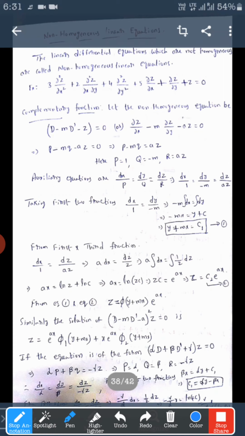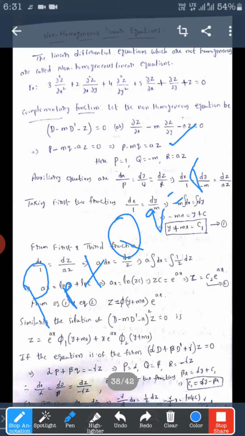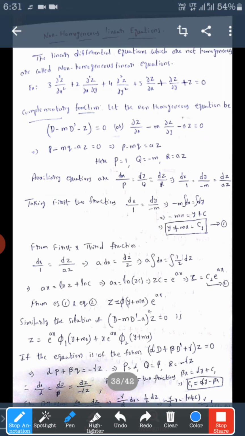So, if you compare this equation with capital P into small p plus capital Q into small q is equal to capital R, we get capital P is equal to 1, capital Q is equal to -m, and capital R is equal to az. Therefore, the auxiliary equations are dx/P = dy/Q = dz/R, that is, dx/1 = dy/(-m) = dz/(az).